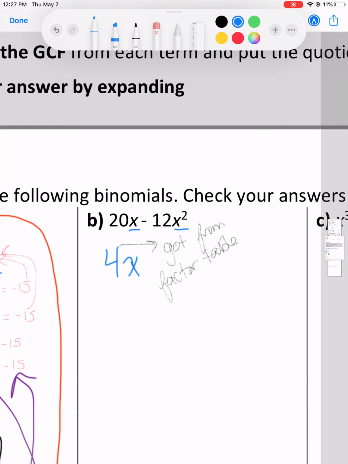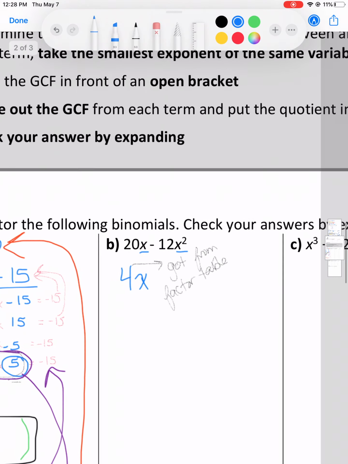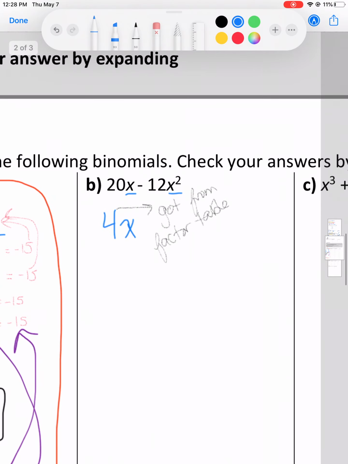I know we didn't go through technically the negatives, but remember the negatives are smaller than the positives, but the negatives will come into play. I'm just trying to make this as basic as possible. Okay, so we know 4x is the greatest common factor between 20x and 12x squared. Write out the GCF in front of the bracket. It's in front of an open bracket, and I just closed it off too.